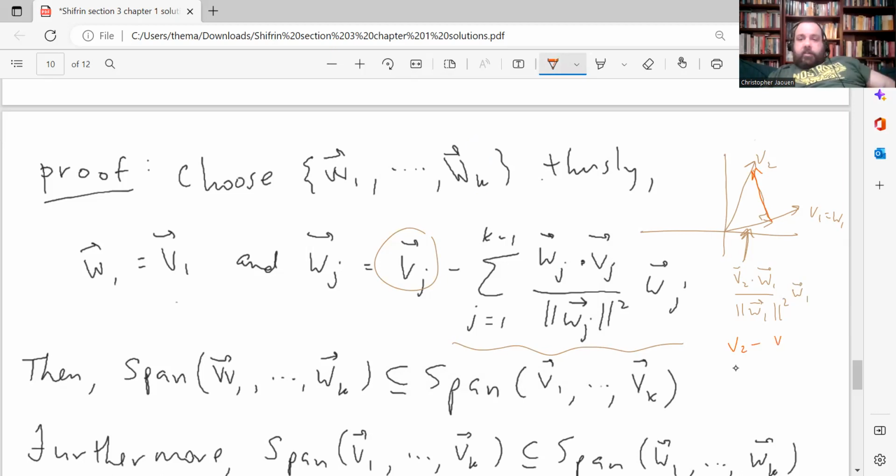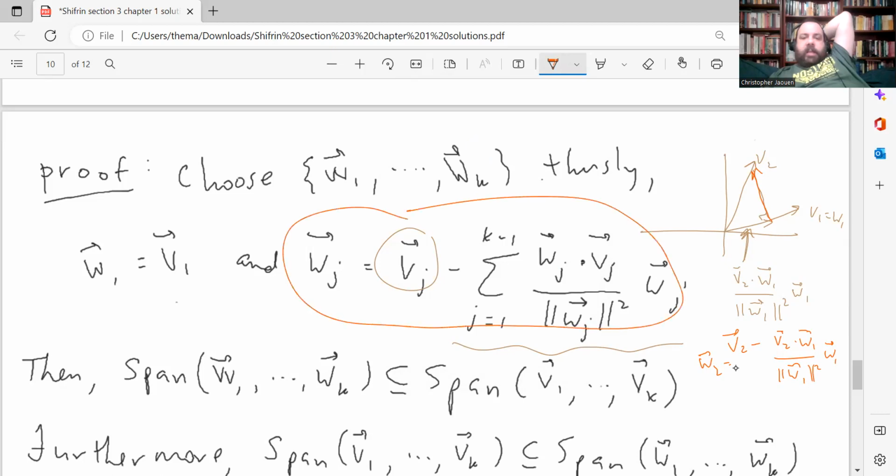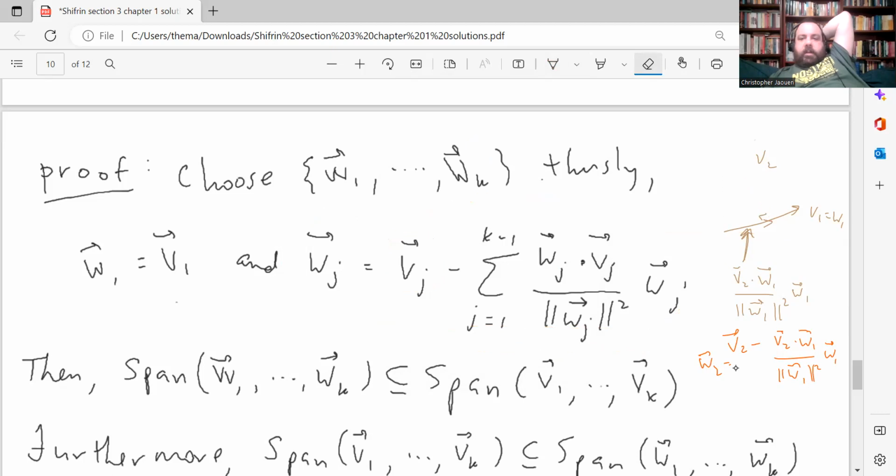So v2 minus v2 dot w1 over the length of w1 squared, times w1. And that'll be w2. And you can keep going up and up like that. That's essentially what this construction is. So that's how I'm defining them.